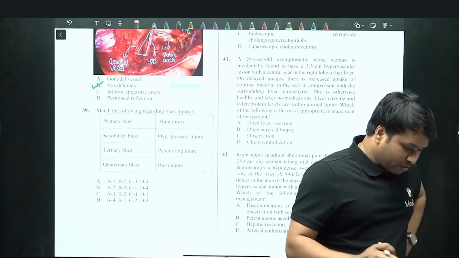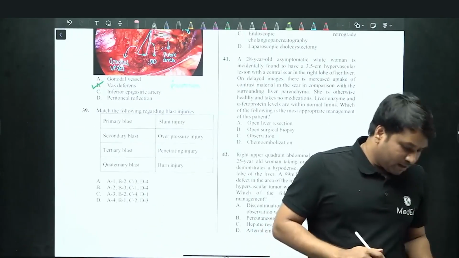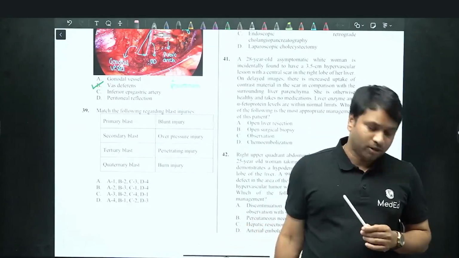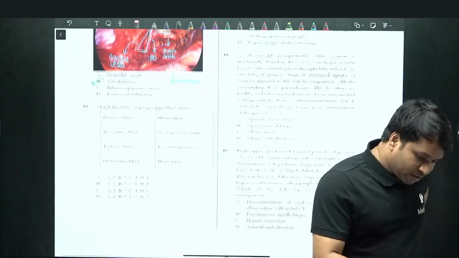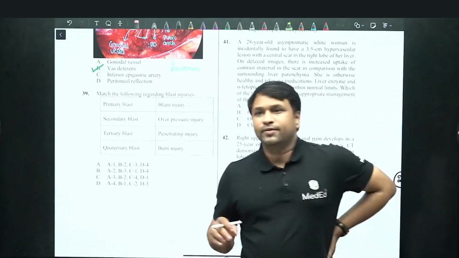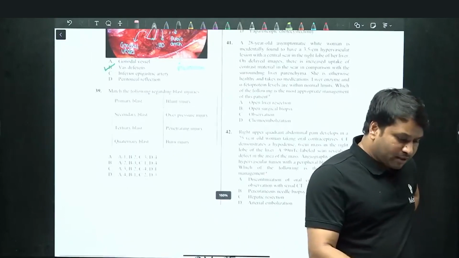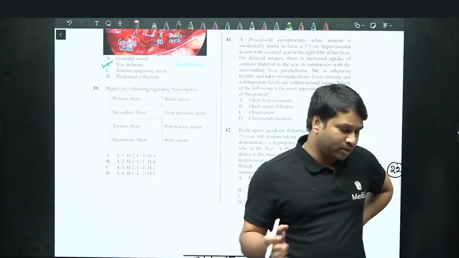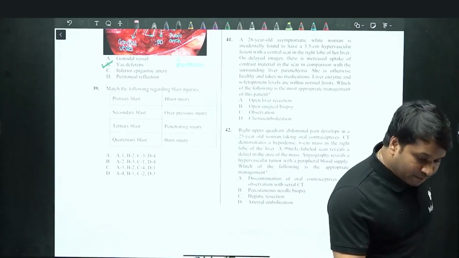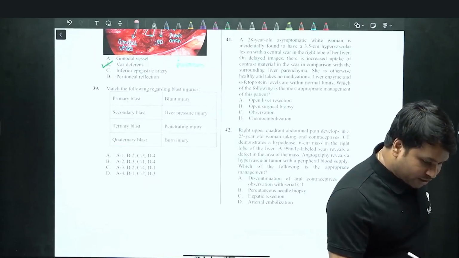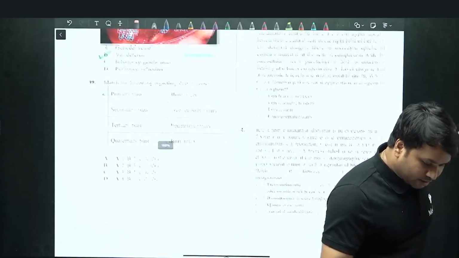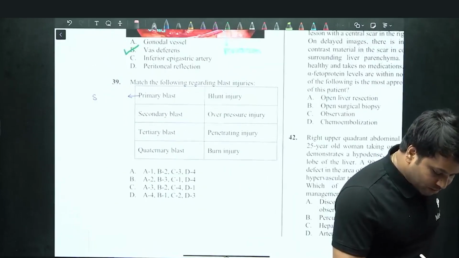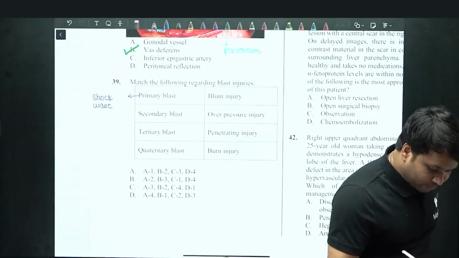Now, question number 39. Again, traumatic injuries are important. We're talking about the blast injuries. Now, in the blast injuries, match the following. You need to understand when you talk about blast injuries, what is primary blast, what is secondary blast, what is tertiary, and what is quaternary blast. Now, the primary blast, whatever injury occurs, is because of the impact. It is because of shock wave impact.